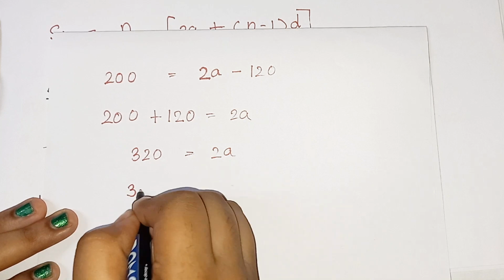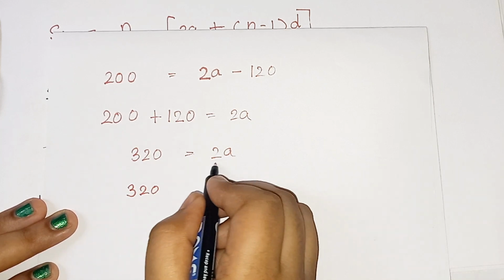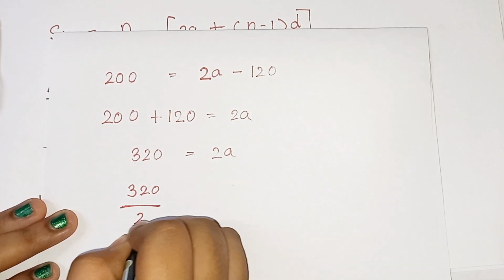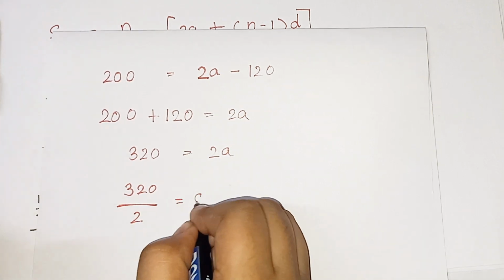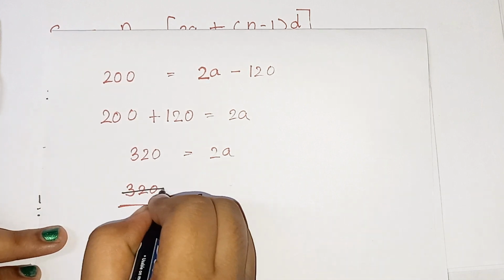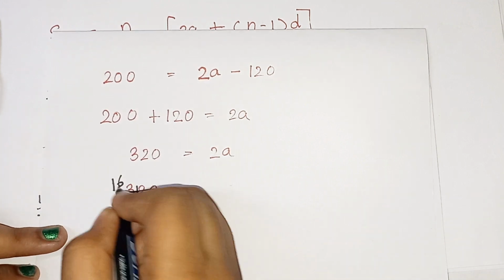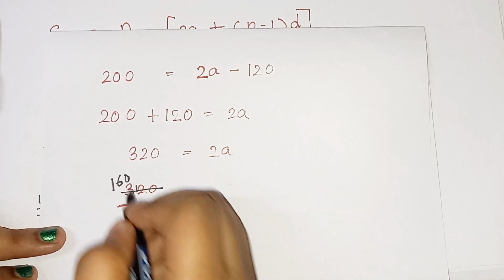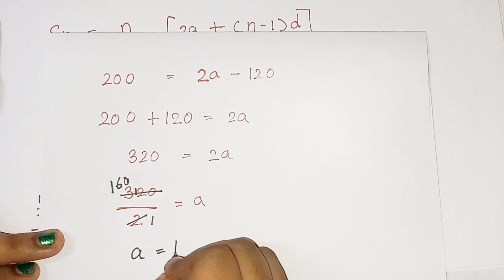So here 320, and here it is 2 into a. When it comes to this side it changes into division, so divided by 2 is equal to a. Okay, so here we can cancel: 1 2 is 2 and 1 2 is 2, balance 1; 6 2s are 12 and 0. So the A value is 160.